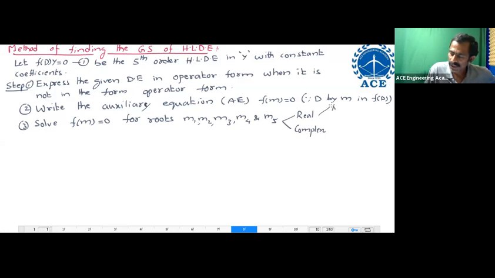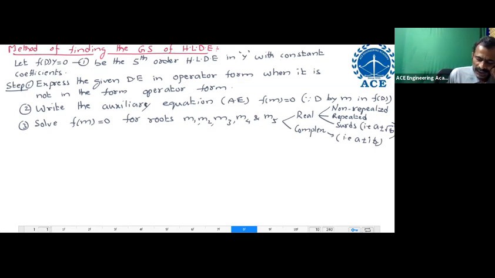Real roots, again, may be non-repeated or repeated or surds, that is, a plus or minus root of b form. Complex roots are of the form a plus or minus ib. So the roots may be real or complex, and all the roots may be repeated or non-repeated.